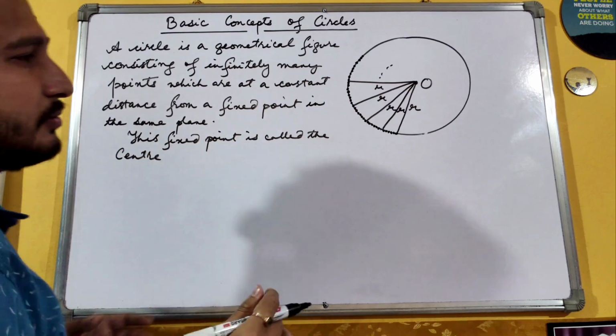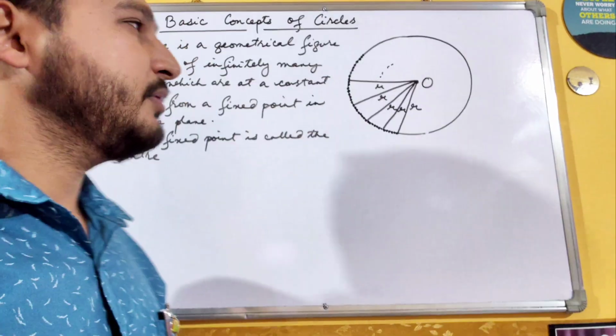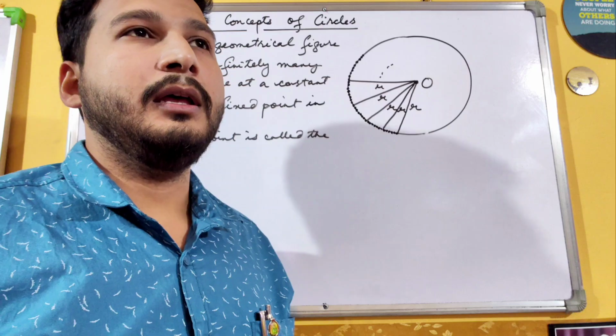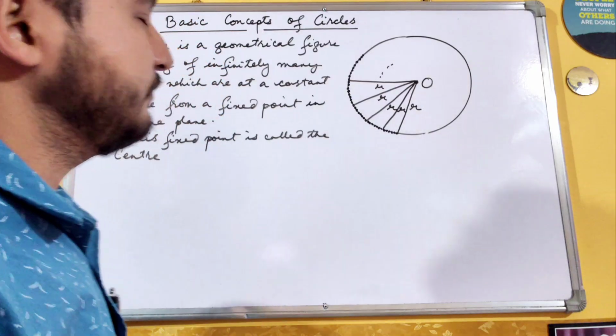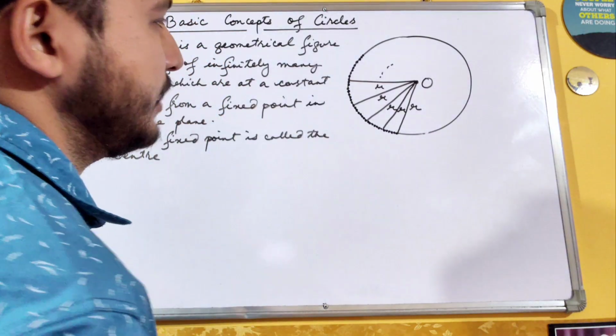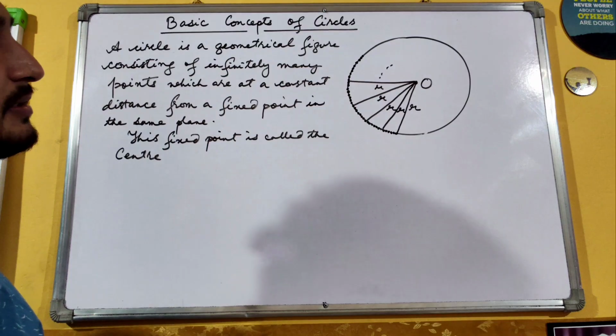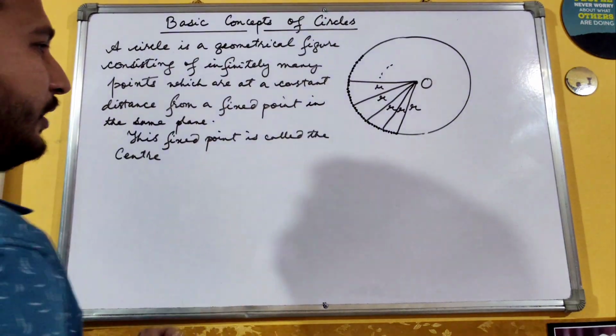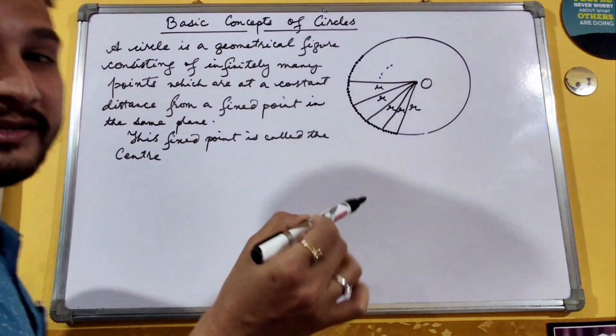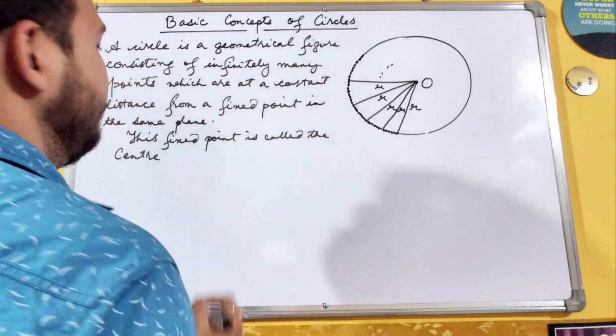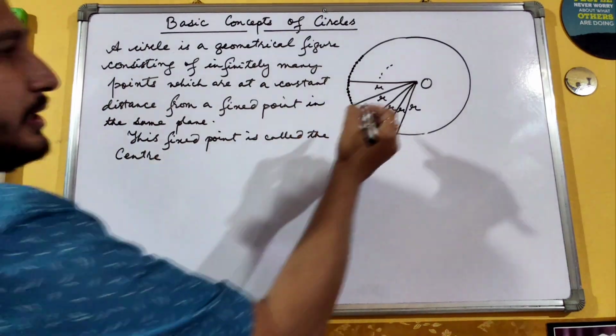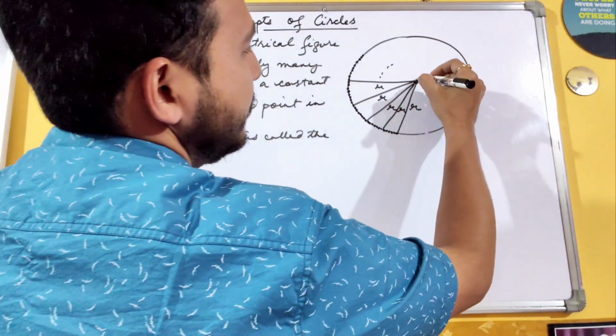I'm not making it too descriptive, because the definition of circle varies in so many classes. Like for class 9 it's different, for class 11, class 12 it's different. So let's just get into some basic definition for the circle. This fixed point is called the center, the middle point.